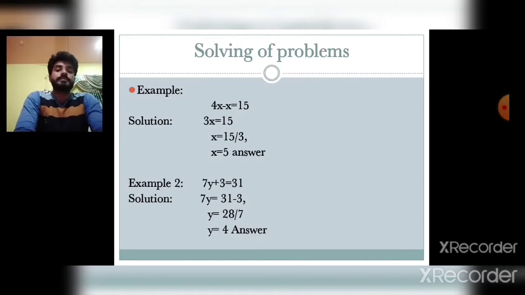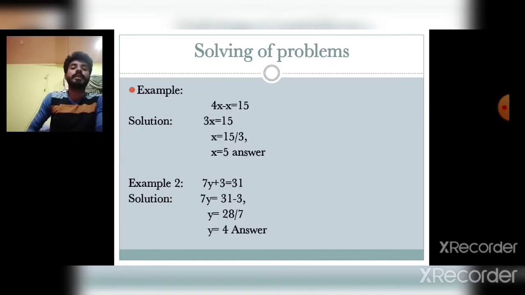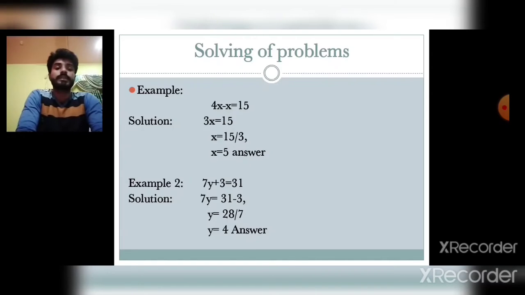For example, there is a problem: 4x minus x is equal to 15. Solution: the value of x is 1, and the 4 has a plus sign, so they will be subtracted from each other. The answer will be 3x is equal to 15. Now we have to get the value of x. So x is equal to 15, and we take the 3 in division, meaning 15 upon 3. The answer will be 5.